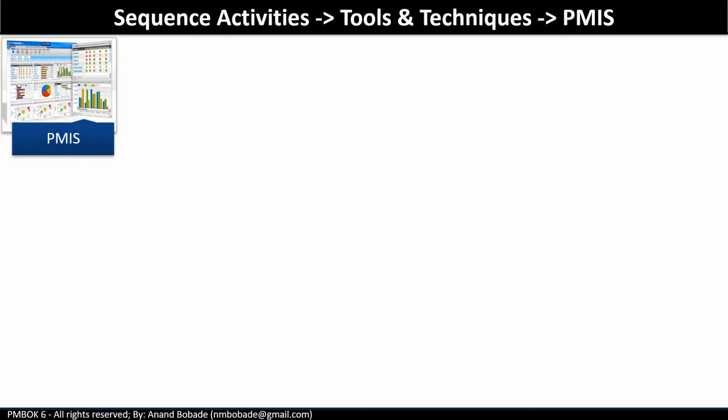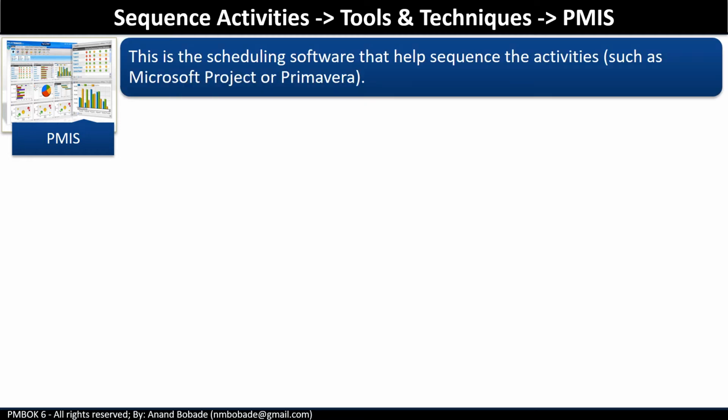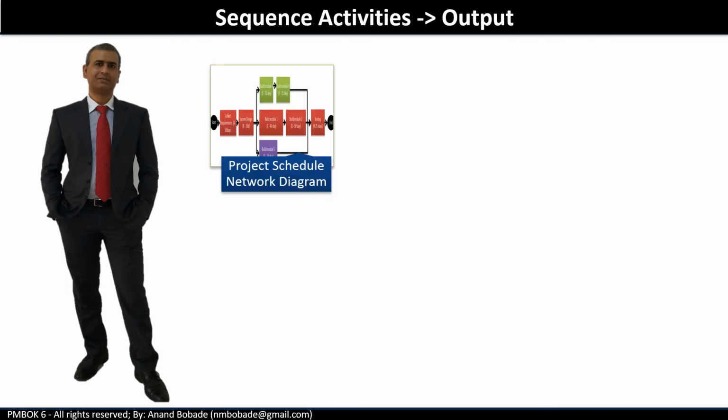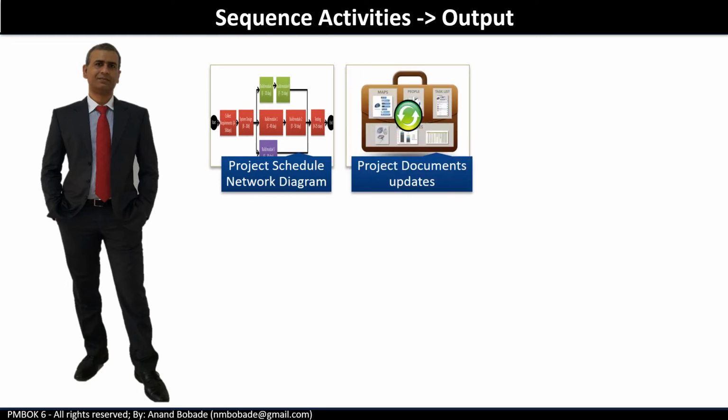Project Management Information System. This is scheduling software that helps sequence the activities, such as Microsoft Project or Primavera. A scheduling tool can create a project schedule network diagram based on provided input, and it can also help in setting logical relationships and in setting leads and lags between the activities. The outputs for the sequence activities process are the project schedule network diagram and project document updates.